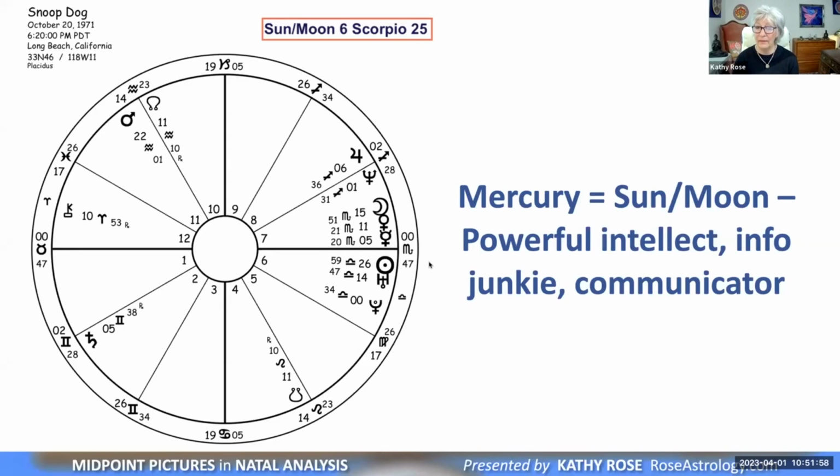If you did the math, if you found out how many degrees are between the sun and the moon, and then you cut that in half, add it to the lower value planet, you find the midpoint. Now, Snoop Dogg's Mercury is strong because it's conjunct an angle anyway, but it makes it extra strong because it also equals the sun moon midpoint.